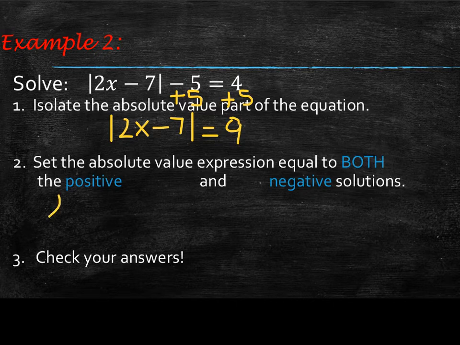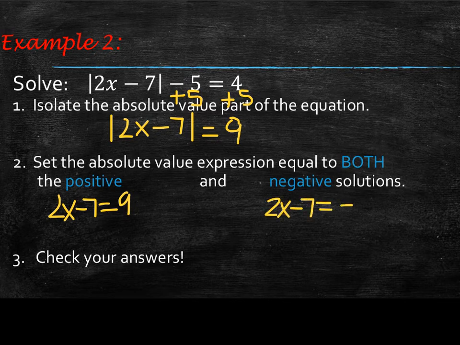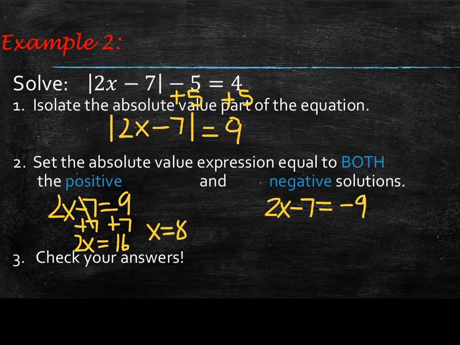So we would have 2x minus 7 that could equal positive 9, but we also have 2x minus 7 that could equal negative 9. And now we're going to solve it. So we would add 7, so we would get 2x equals 16, which would make x equal to 8. And then we would add 7 here, which would be 2x equals negative 2, and so x would equal negative 1.